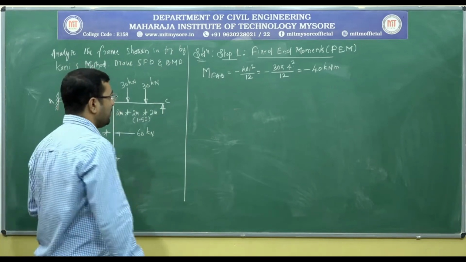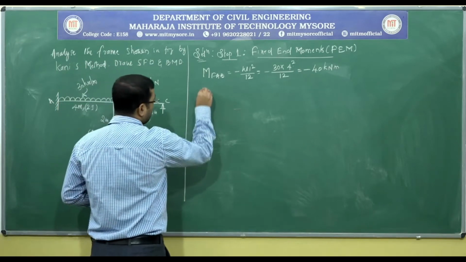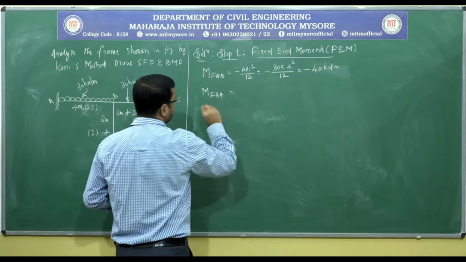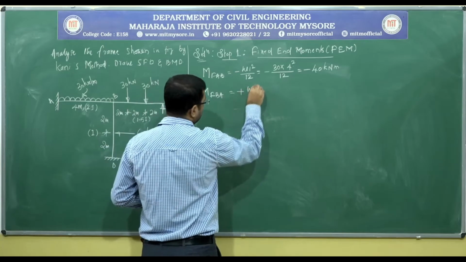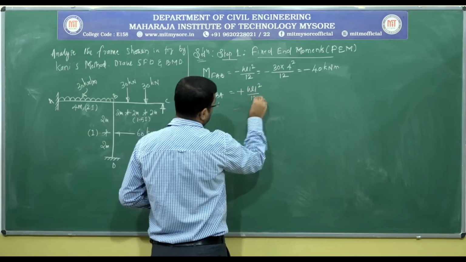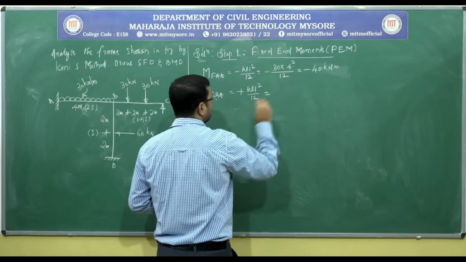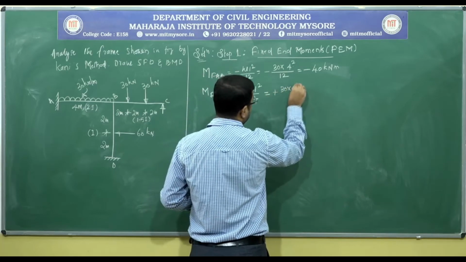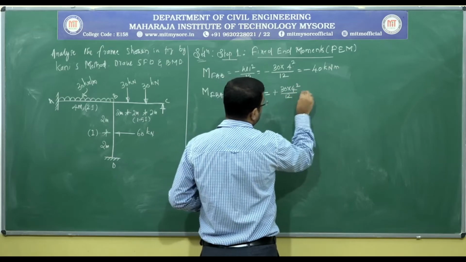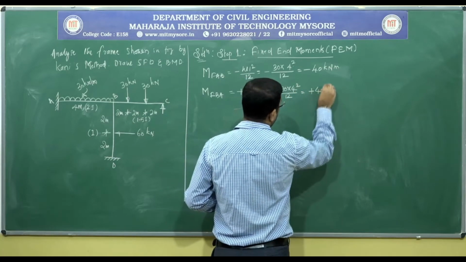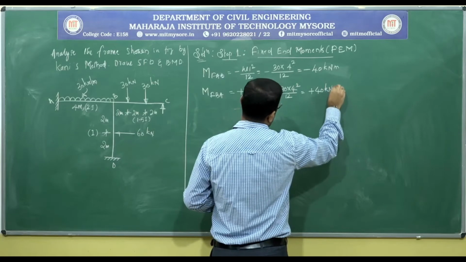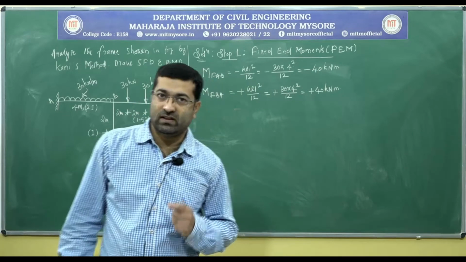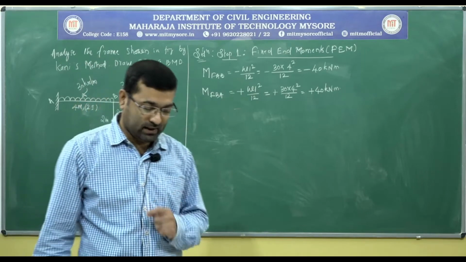Now, similarly, if I work out one more fixed end moment for the same span, that is MFBA, it is the same, that is plus WL square by 12, only the direction is changing. So, this will be plus 30 into 4 square divided by 12, it gives you plus 40 kilonewton meter. So, these are the two fixed end moments for span AB.